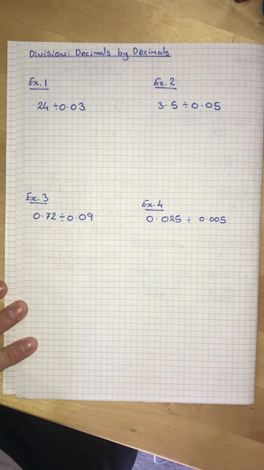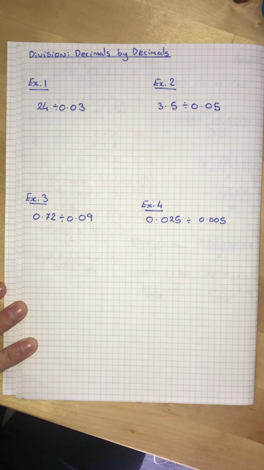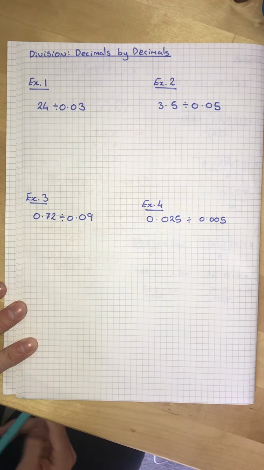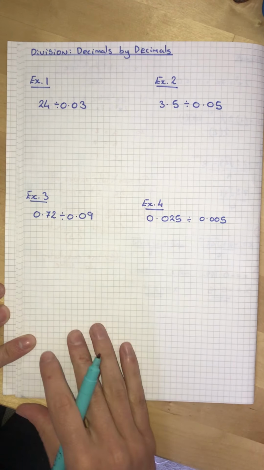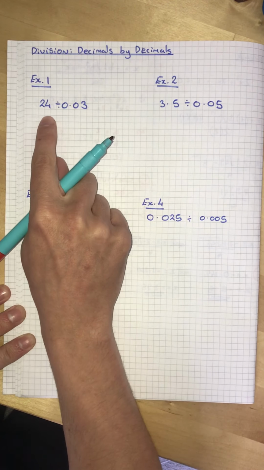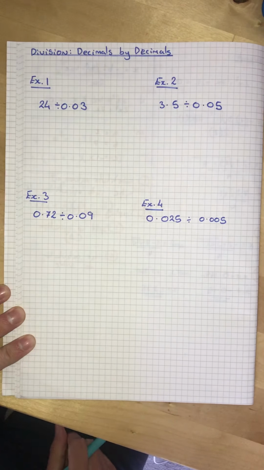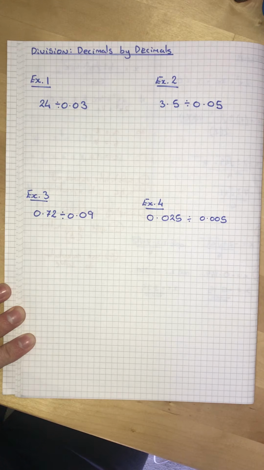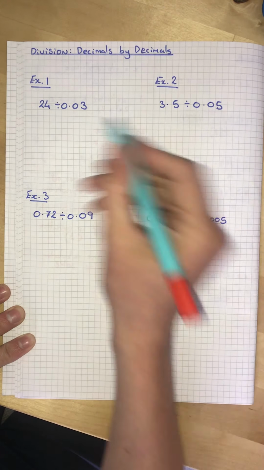Hi, so what we're going to do is learn how to divide decimals by decimals, okay? So I'm going to do a quick recap of ones we did before, which is a whole number divided by a decimal. And we don't like dividing by decimals, so we change the question.